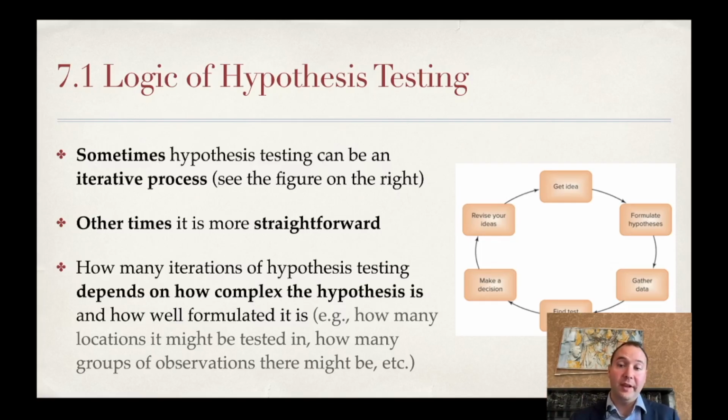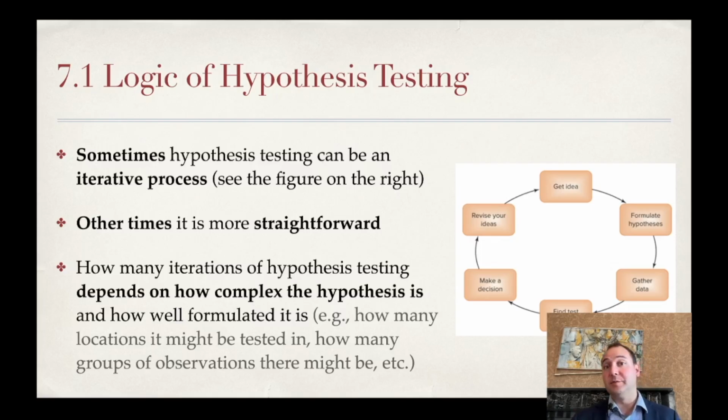So for example, if we gather data and find that our test statistic is very close to our assumption, then we may be making a decision that is not very different than our normal behavior. In that case, perhaps we would be finished with hypothesis testing. How many iterations of hypothesis testing depends on how complex the hypothesis is and how well formulated it is. In other words, how many locations do we need to test? How many groups of observations are there?